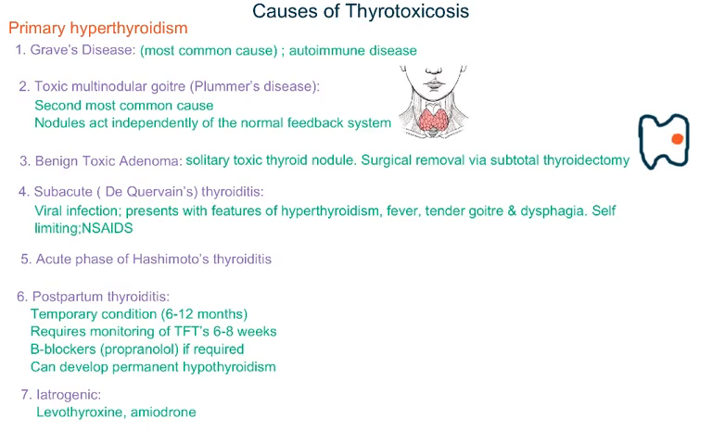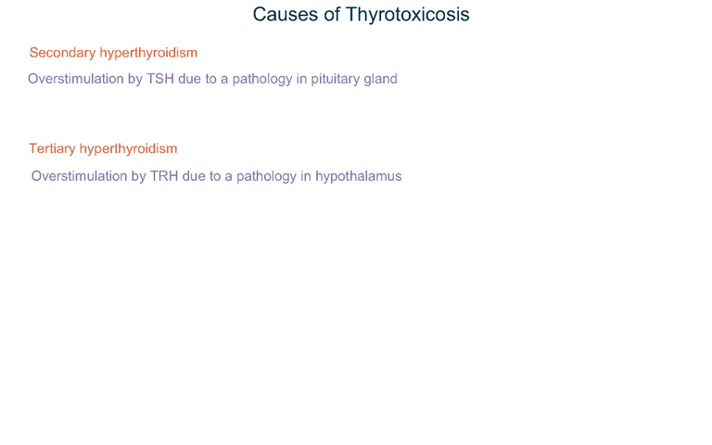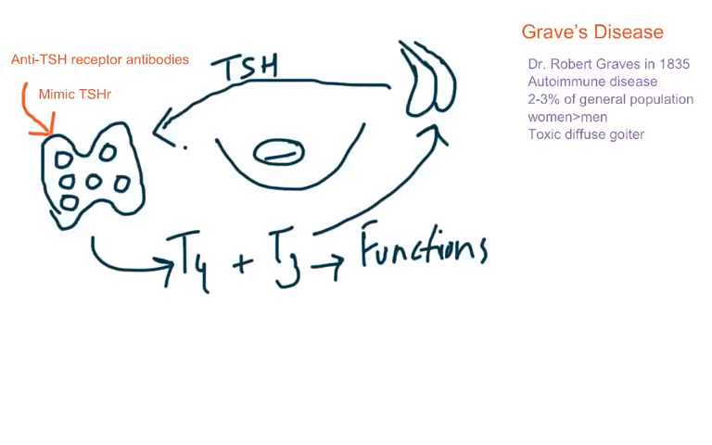Finally, hyperthyroidism can also occur after over-treatment with levothyroxine or prolonged use of amiodarone, which is an antiarrhythmic drug. Secondary hyperthyroidism is caused by overstimulation of TSH due to a pituitary lesion, and tertiary hyperthyroidism is caused by overstimulation of TRH due to a hypothalamic lesion, but these are very rare in clinical practice.